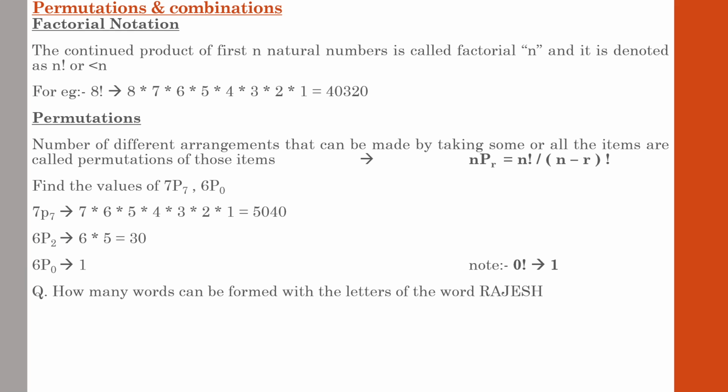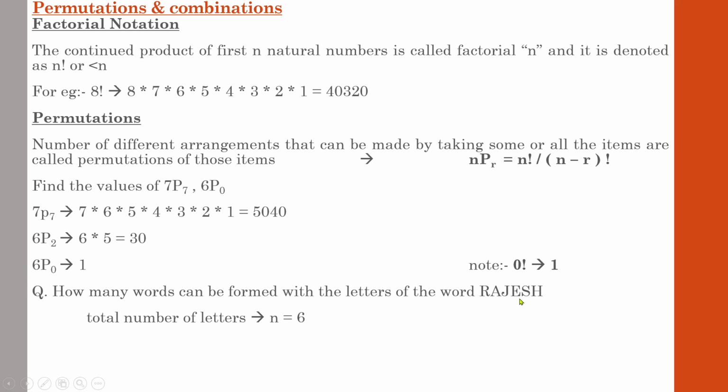Let us discuss some other example. How many words can be formed with the letters of the word Rajesh? From these letters, how many words can be formed? In this case they are not mentioning how many letters can be taken at a time, so nothing is mentioned here, so we can assume that there are 1 2 3 4 5 6 letters. How many words can be formed if you are taking 6 letters at a time, if you are taking all the letters? So the total number of items is 6.